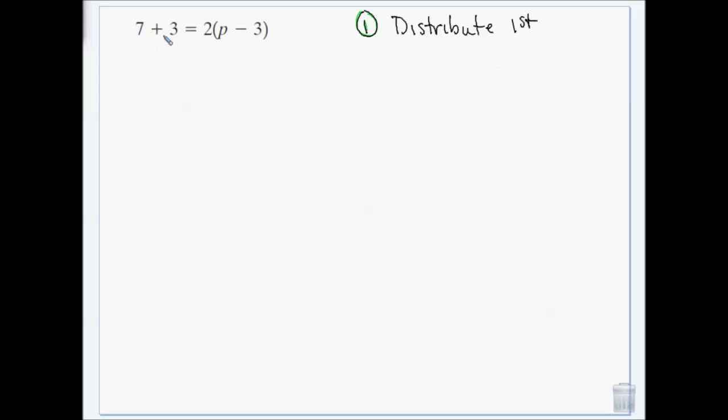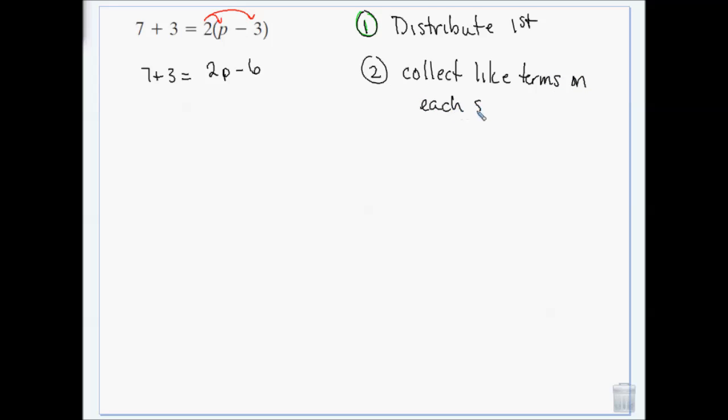I'm also going to add 7 and 3. Well, you know what? I'm not going to do that because you can add the 7 plus 3 in the same step, but I'm not going to do that because I don't want to confuse. I'll show you the shorter version after I show you all the steps individually. So we do 2p minus 6. And then I'm going to collect like terms on each side. Okay, and these steps that I'm writing right now will work for bigger equations as well. So you do all your distribution first, then you'll collect all your like terms on each side.